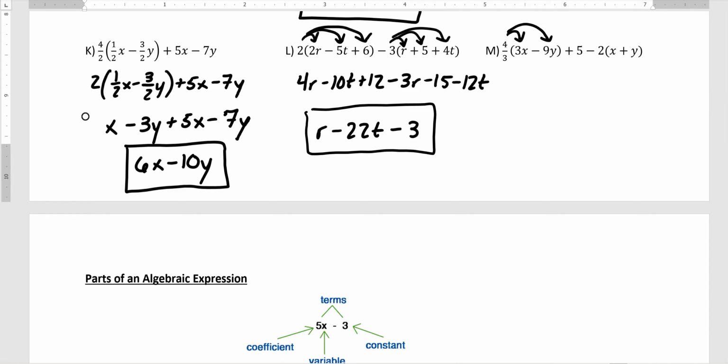4 times 3 is 12. 12 divided by 3 is 4. So this would be 4x. 4 times negative 9 really is negative 36. Negative 36 divided by 3 is negative 12. So that'd be negative 12y.